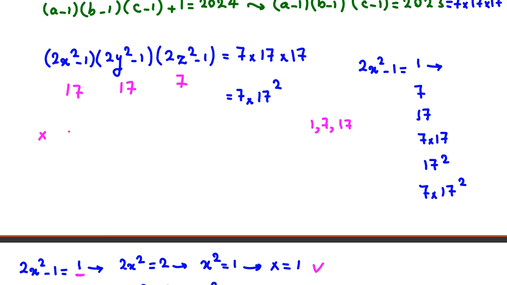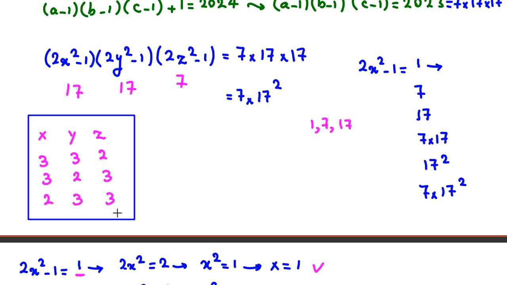So let's check for x, y, z. For the first one, for example, 2x squared minus 1, we've calculated 18 over 2, 9, so 3, and this one 8 over 2, 4, and it will be 2. So the permutations are also 3, 2, 3. The problem is symmetric with respect to x, y, z. 2, 3, 3. Okay, so the whole solution is this part. We have these 3 answers.